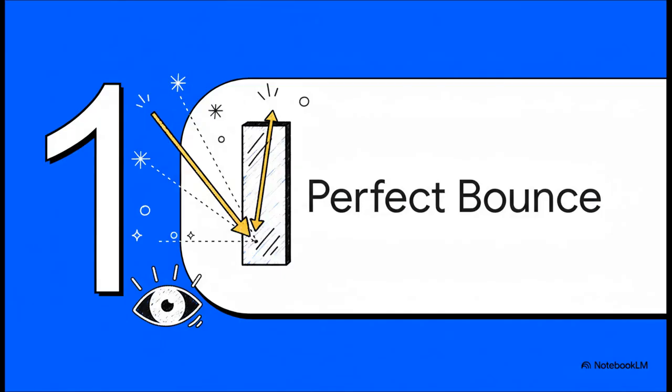Okay, so let's put our new rule to the test. First up, reflection. You know, when light hits a mirror. How does light use the least time rule to figure out exactly how to bounce?